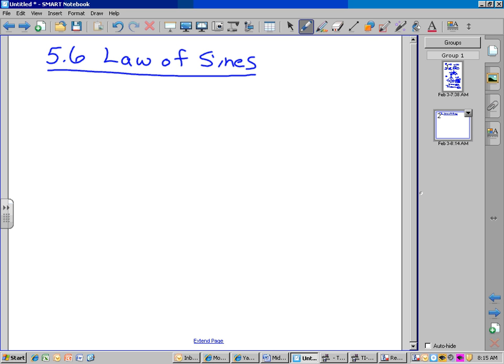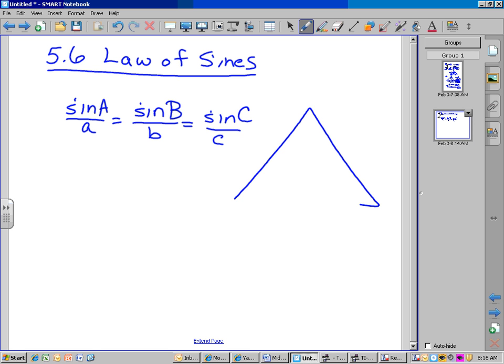sine, cosine, and tangent. We have law of sines. Law of sines is sine of A over a equals sine of B over b equals sine of C over c. Notice that the angles are all capitalized and the sides are all small, and that applies to any triangle, A, B, C. Little a is across from big A, little b is across from big B, and little c is across from big C.